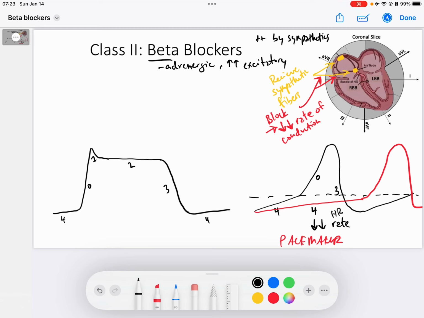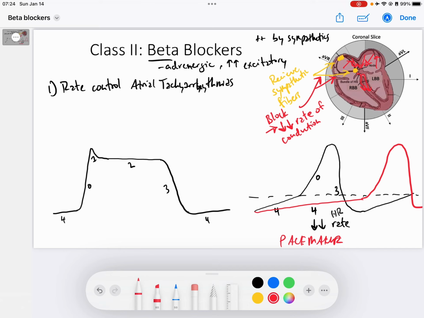So what can we use these for? One, we can use these for rate control for atrial tachyarrhythmias, such as AFib or aflutter. Remember, in those cases, the atria is sending a lot of signals to this AV node, and the AV node is conducting them down. Sometimes, if it's happening too fast, we need to slow the AV node down. We can give a beta blocker.